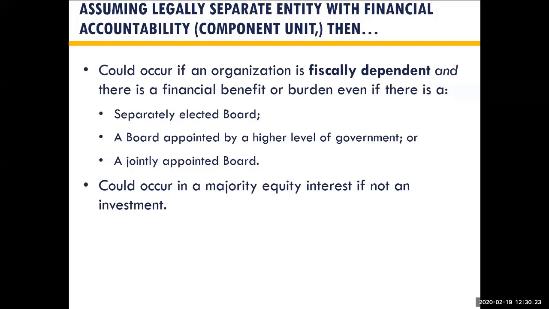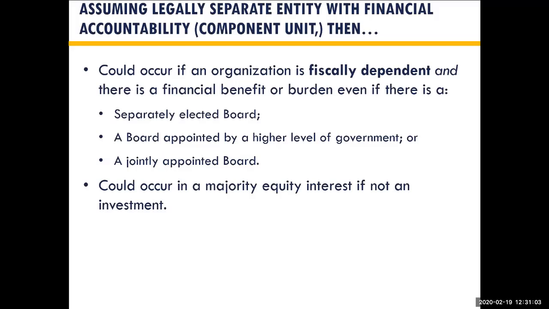So, assuming that we have legal dependency and legal separation with financial accountability, which could be a component unit, then what's next? Again, we're thinking about voting majority. We talked about that a little bit in our last slide. The appointment should be substantive, and there may be some other form of accountability that needs to be addressed. Now, this appointment authority could be dependent on what type of authority there is.